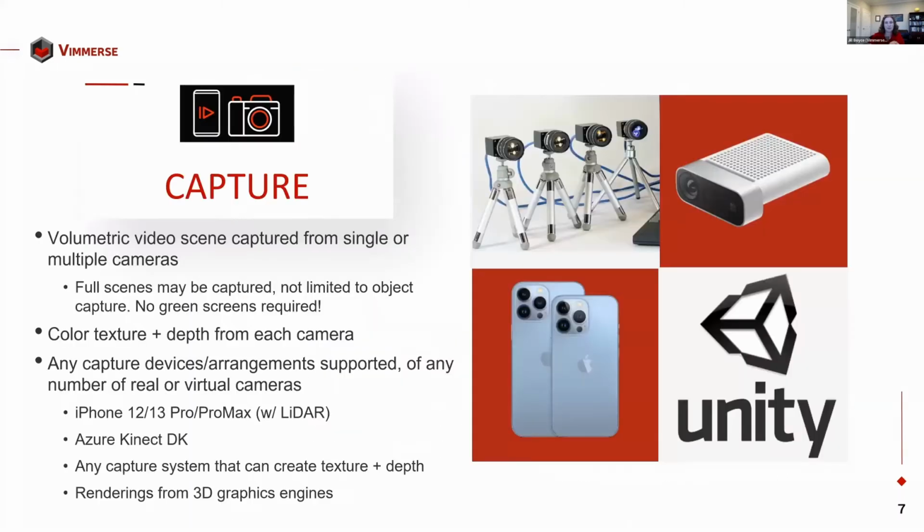Capture can be done with a single camera or multiple cameras. Volumetric video capture typically uses a green screen to isolate capture of a single object without the background, with a bunch of inward-facing cameras. The Vimmerse solution is much more general, and it can allow captures of entire scenes with multiple objects and backgrounds, no green screens required because we can actually represent the background.